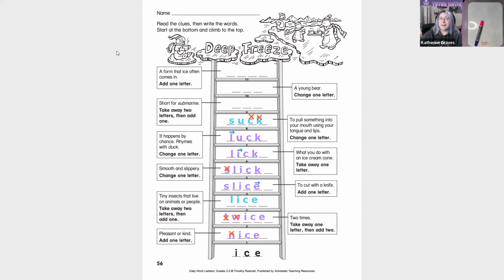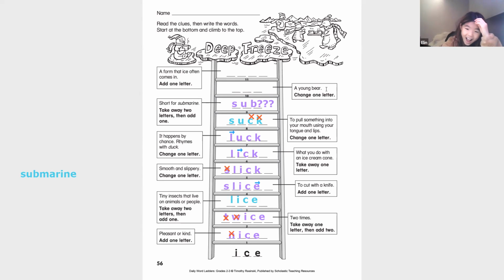So let's think of ways that we can shorten the word submarine. What can we get rid of? We break apart. Yes, that's exactly correct. Good job. All right. A young bear. Change 1 letter.